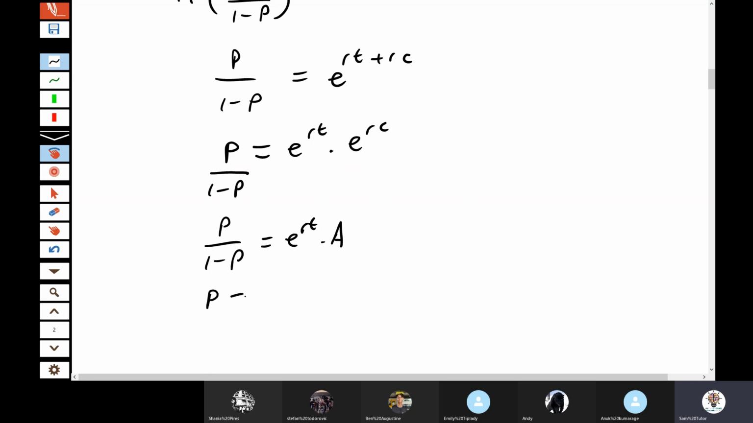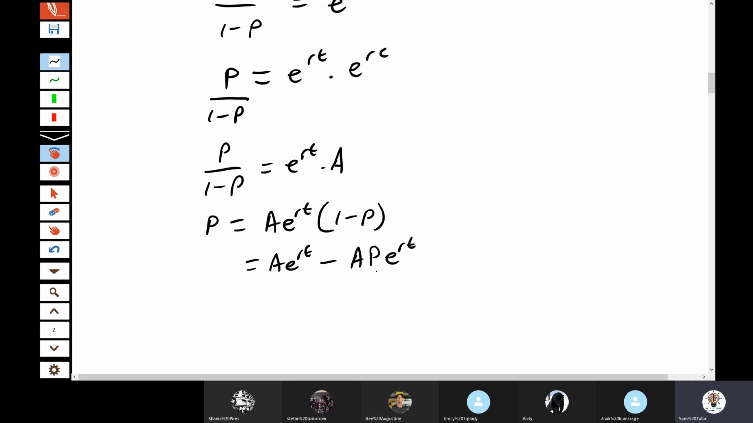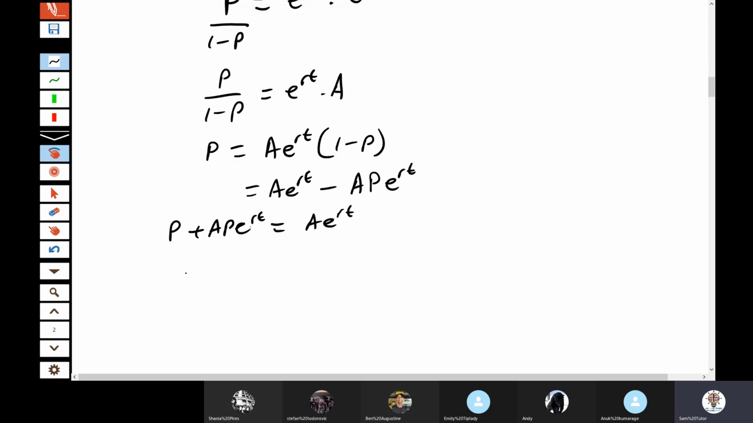Now we multiply it over. P equals AERT times 1 minus P. Expand. AERT minus APERT. We don't want P on the right-hand side. So what do I do now? Say it again. Take it over to the left-hand side. So you get P plus APERT equals AERT. What do I do now? Factorize the P. We're very close.